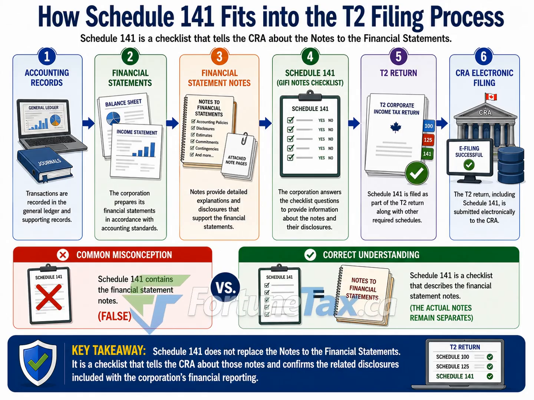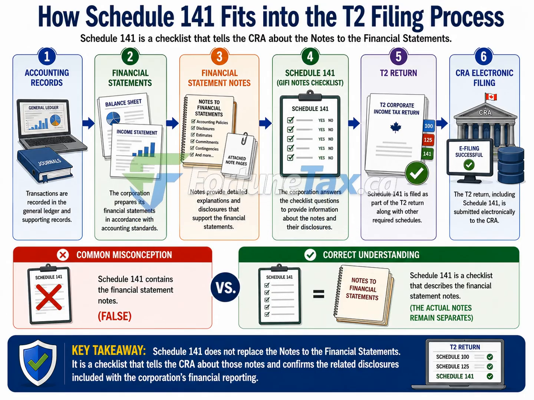Schedule 141 is completed near the end of the corporate tax preparation process, after the corporation has already prepared its accounting records, financial statements, and the accompanying notes to the financial statements, rather than containing the notes themselves. Schedule 141 serves as a checklist that provides the Canada Revenue Agency with standardized information about those notes.